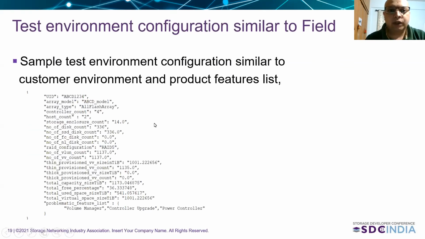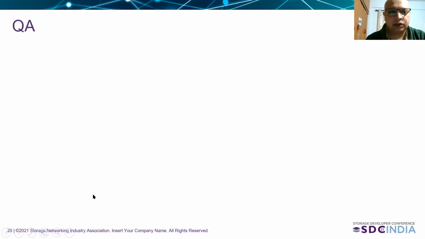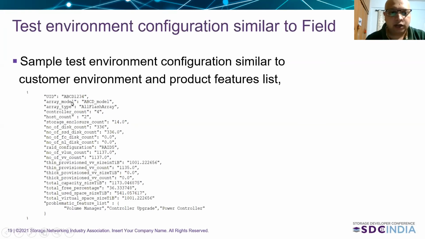Now coming to a sample environment configuration. This is a sample environment configuration. You can see here there is a UID. This UID is a unique identifier which matches in the configuration cluster and also the product list cluster, that is the K-prototype clusters and the K-mode clusters. Once we have that, we can create these environments in our test environment, and then execute these problematic product feature list test cases in those areas, and try to validate the product and catch the issues much faster in the release cycle.